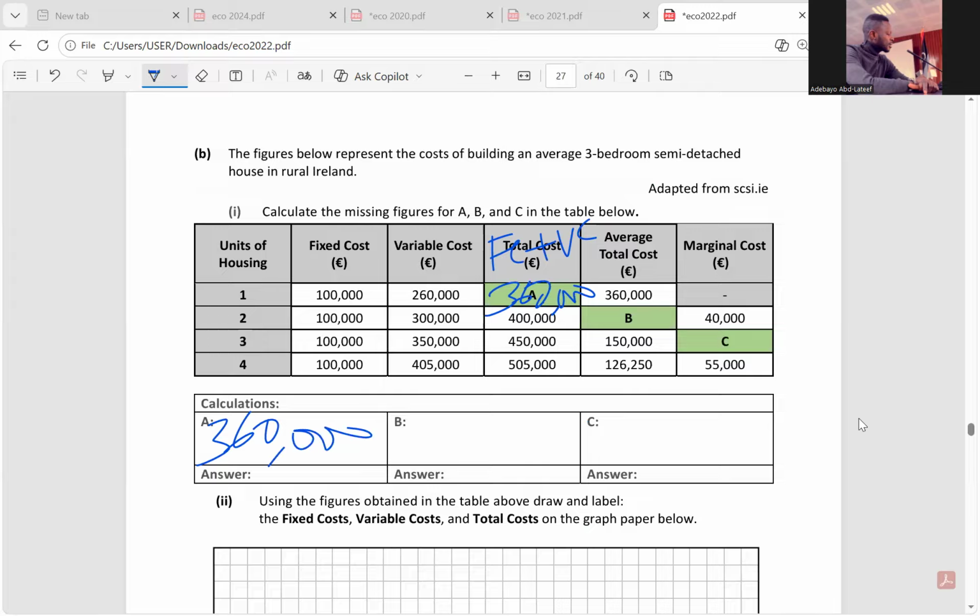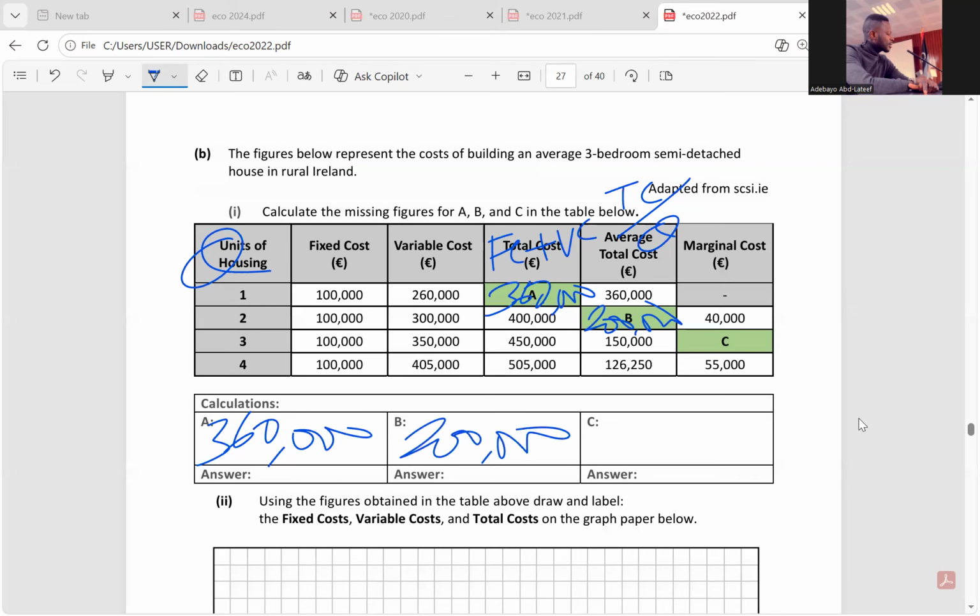And AC is TC divided by Q. TC is 400. Look at Q, please. This is Q. So TC divided by Q, that's 400 divided by Q2, that's 200,000. Do you get that?